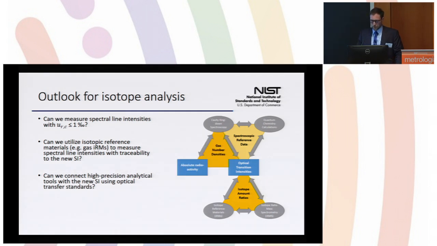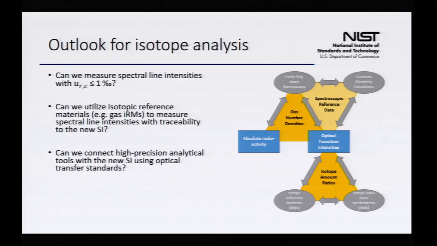We can think about this a bit further if we start to, again, connect the intensities through cavity ring down, and we're talking about radioactive nuclei. C14 is a radioactive nuclei. We can actually start to think about doing absolute radioactivity measurements, and there are folks within the radiation divisions at NIST that are really interested in that.